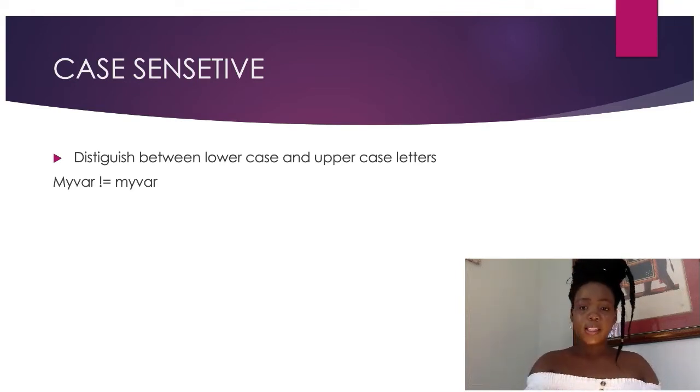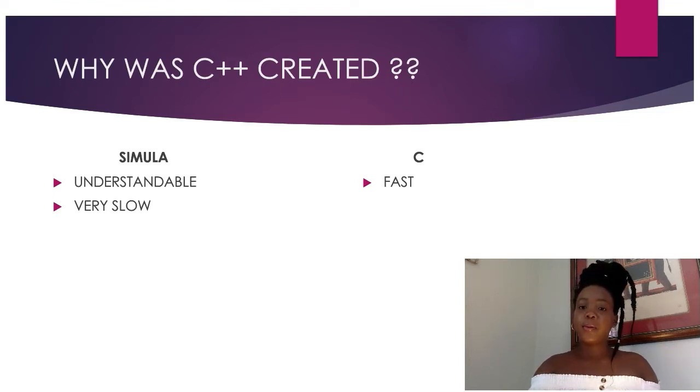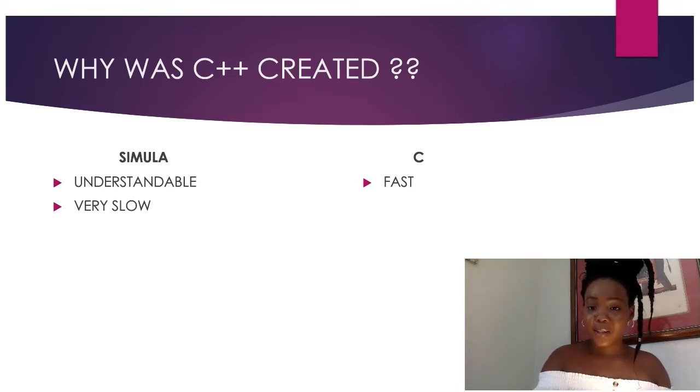Another question, why was C++ created? Well, C++ was created in 1979, I think, or 1980, with two languages in mind: C and Simula. Simula at that time was a great language and easy for humans to understand. But the problem with Simula was it was very slow to execute your program. So they decided to combine Simula with another language which is very fast, and at the time C was the fast language. That's how C++ was created.